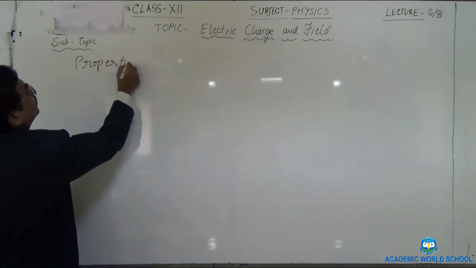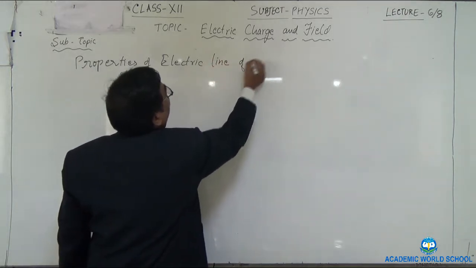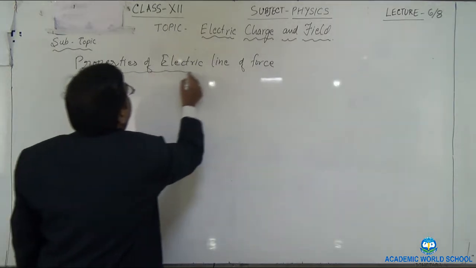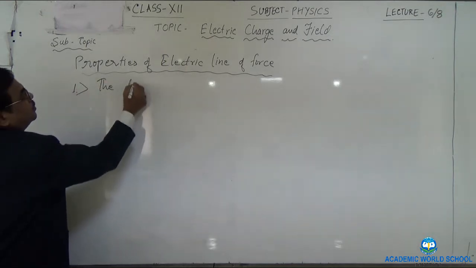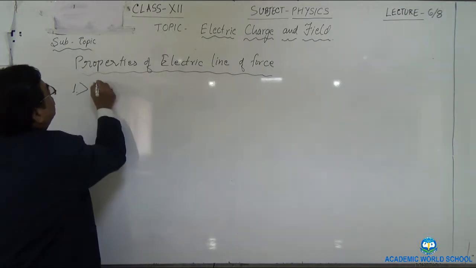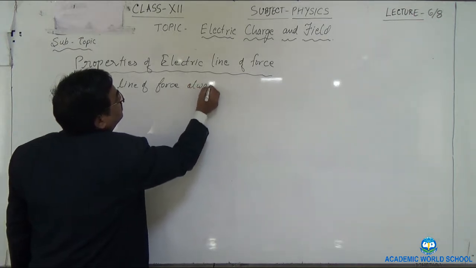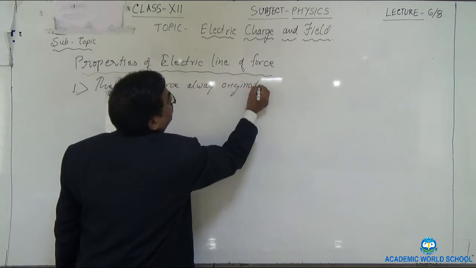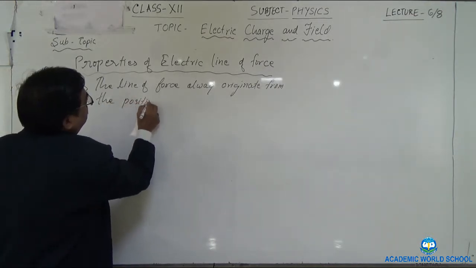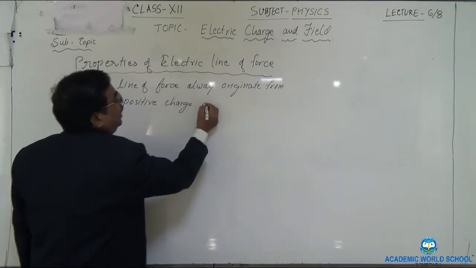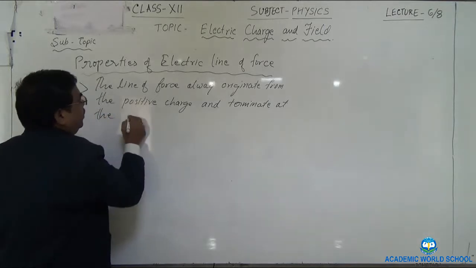Properties of electric line of force. The most basic property: the lines of force always originate from the positive charge and terminate at the negative charge.